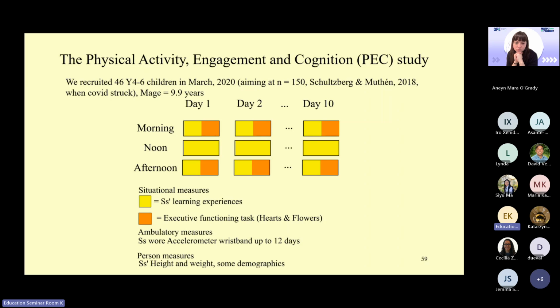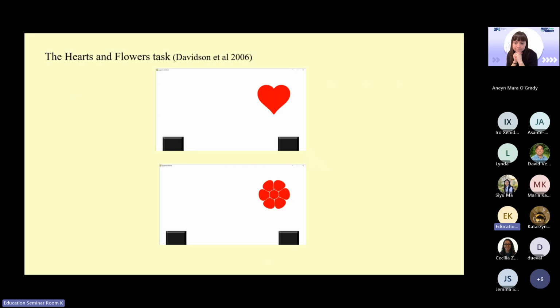We also strapped accelerometers on the children to look at the effect of physical activity, but those were only null findings. I think it's due to the sample size, so I won't discuss that right now.